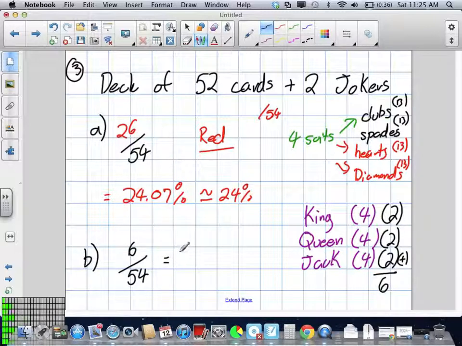11% chance. 11.1%. So approximately a 11% chance of pulling out a black face card. It's not great. It's 1 in 10, right? So if you were to try 10 times, you'd probably get it about once.